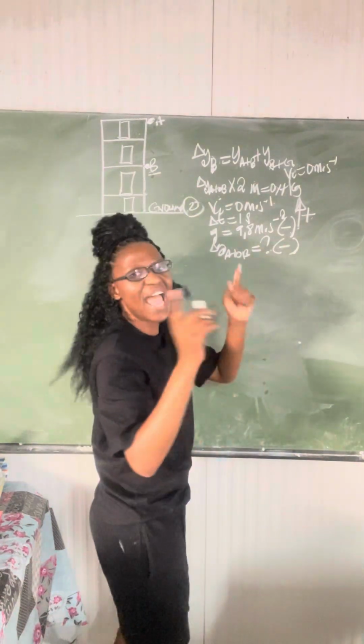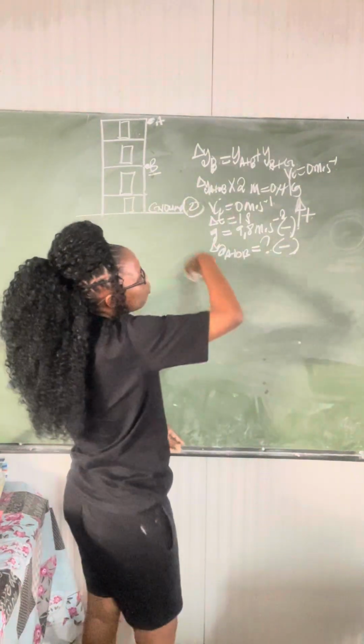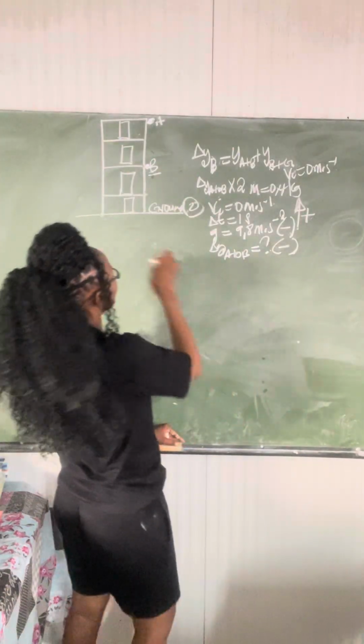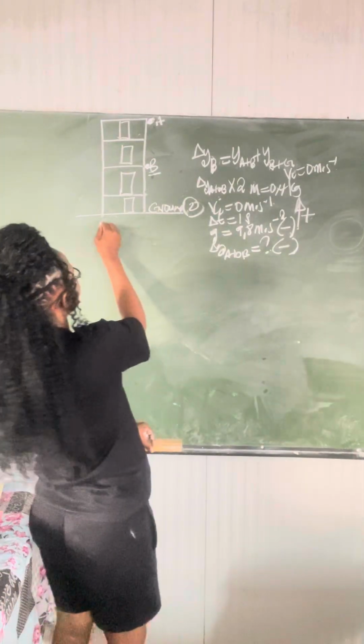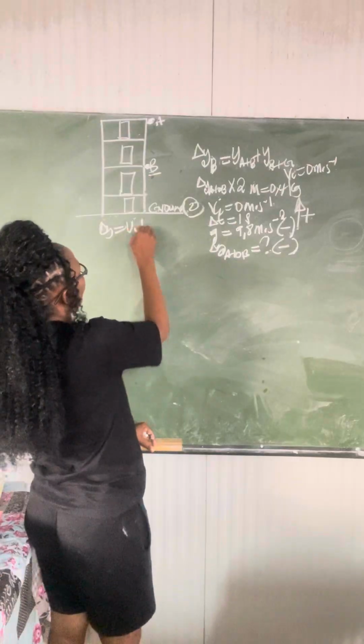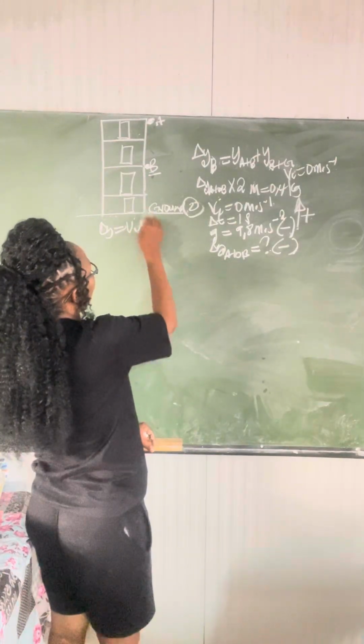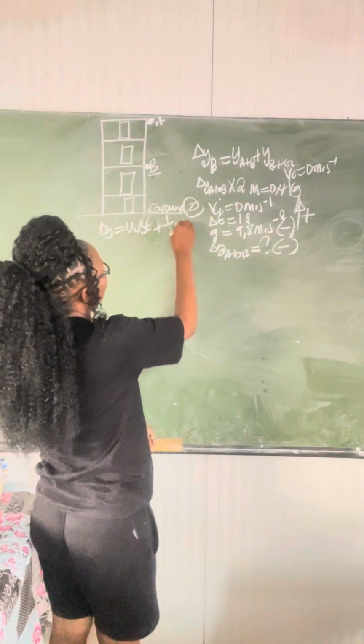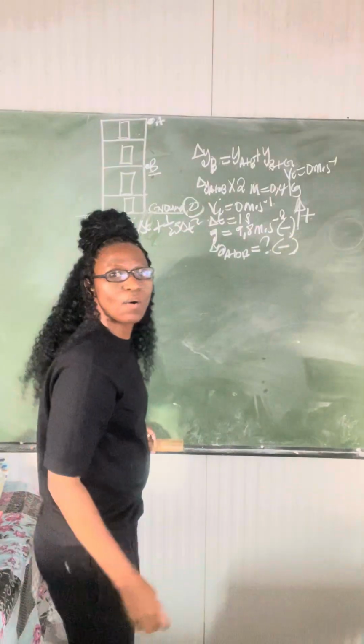Between what? Between A and B. So after doing this, we're going to choose the correct equation. As we choose our correct equation, we can say delta y is equal to VI delta t plus 1/2 g delta t squared. That's our correct equation.